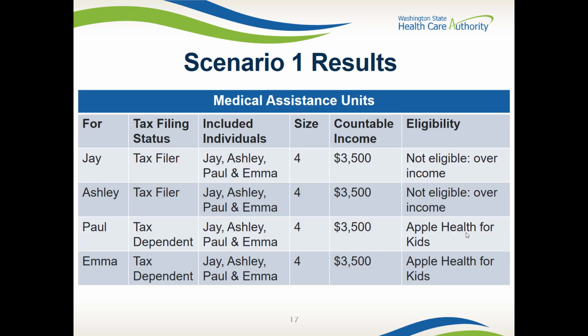Here are the results for scenario 1. As you can see in this table, the entire family is included in each medical assistant unit. Jay and Ashley are not eligible for Apple Health due to their income, and Paul and Emma qualify for Apple Health for Kids.